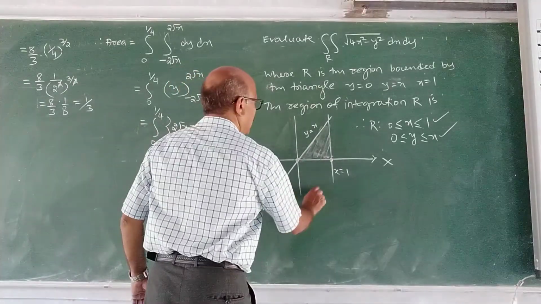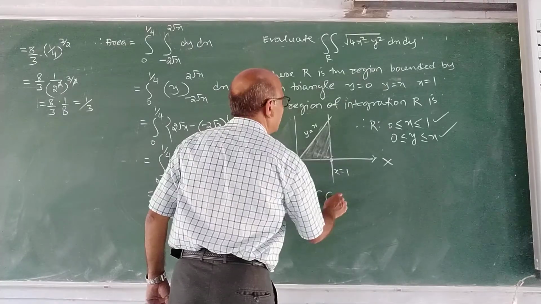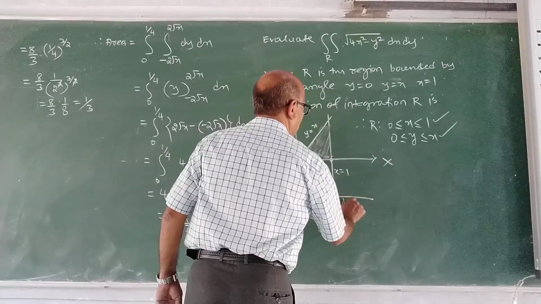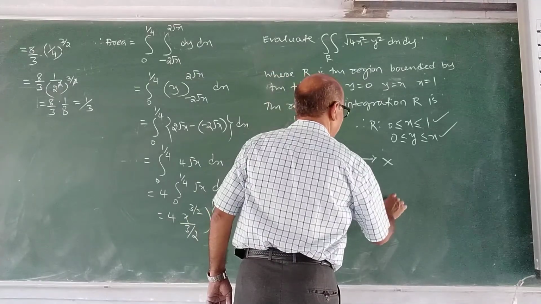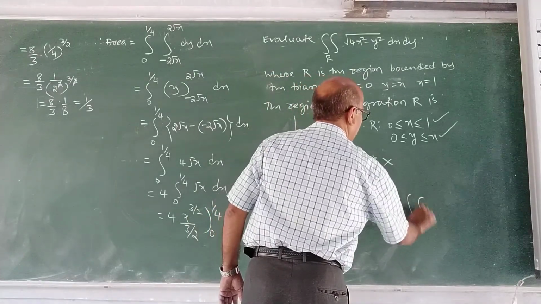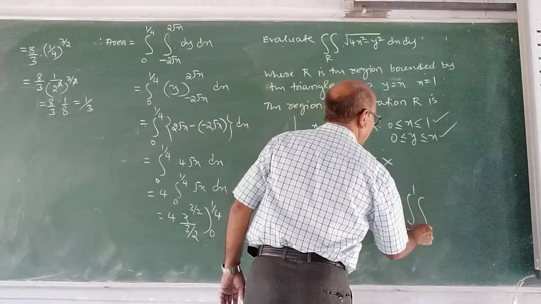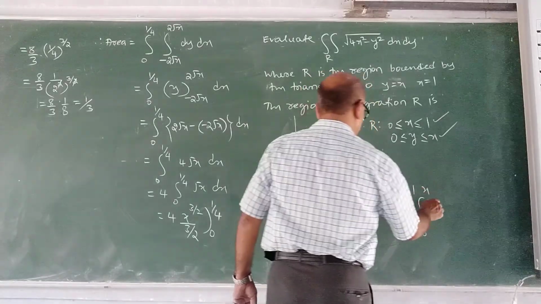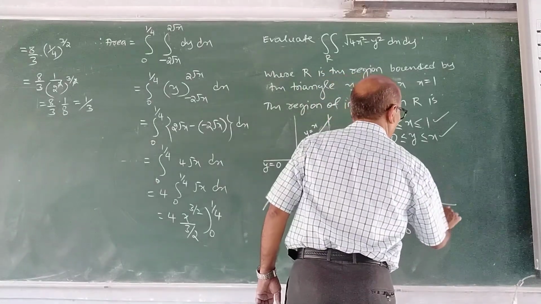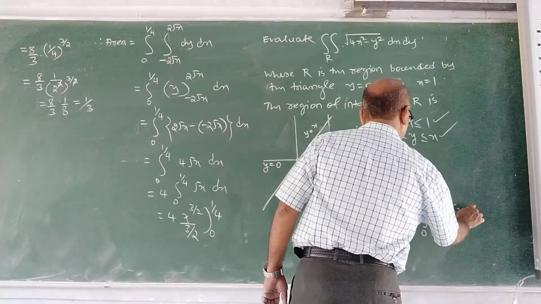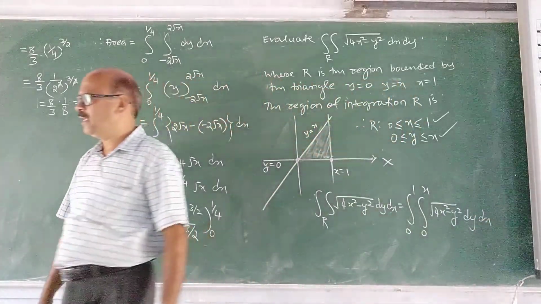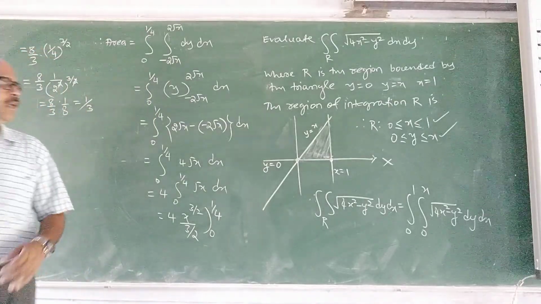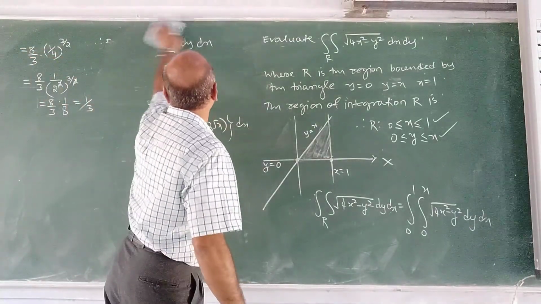Therefore, the double integral over the region R of root of 4x square minus y square dy dx is the double integral from 0 to 1, 0 to x, root of 4x square minus y square dy dx. Now I evaluate that.